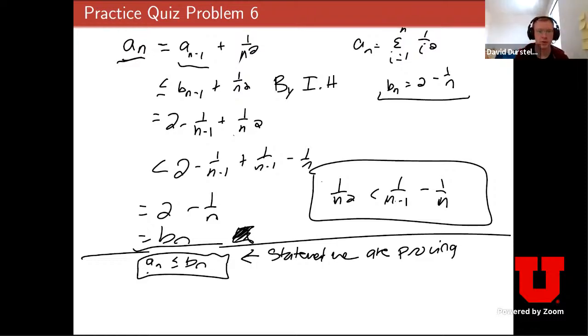Am I good to ask my question? Yeah. Okay, sweet. Sorry. So I was just looking at it. I was thinking, could you use a statement like 1 over n squared is less than or equal to 1 over n? And then introduce that into the inequality?